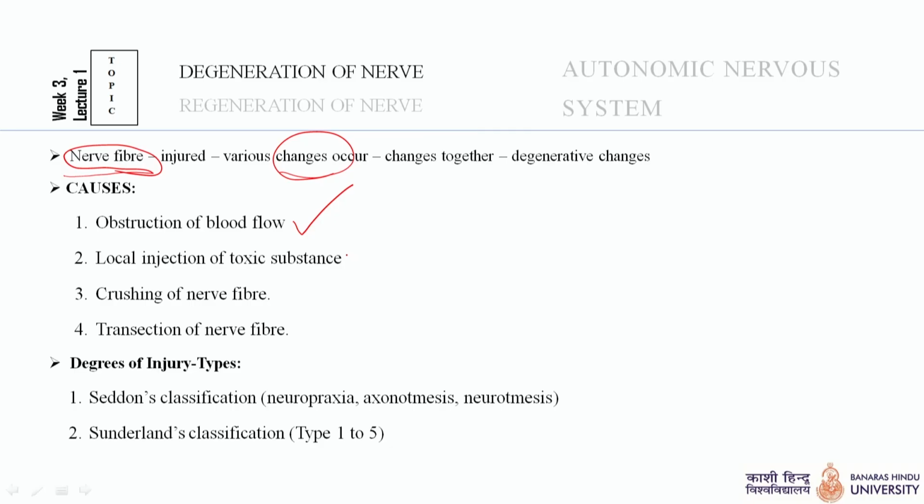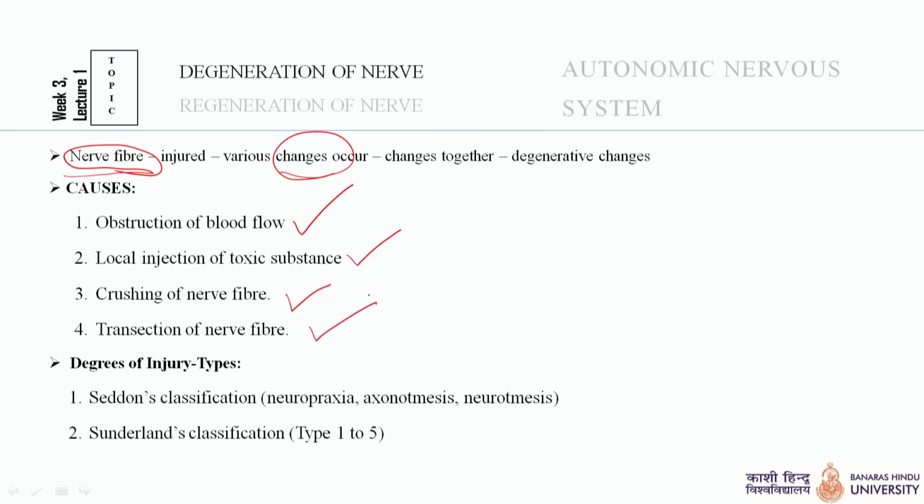The next is local injection of any toxic substances, including poisons or any type of chemicals, that will cause loss of functions and then nerve damage. The third one is crushing of nerve fiber. Many times it happens when there is an accident or injury to the nerves. The last one is transection of nerve fiber. Transection means it is cut or severed, that means the continuity of the nerve fiber is stopped or cut.